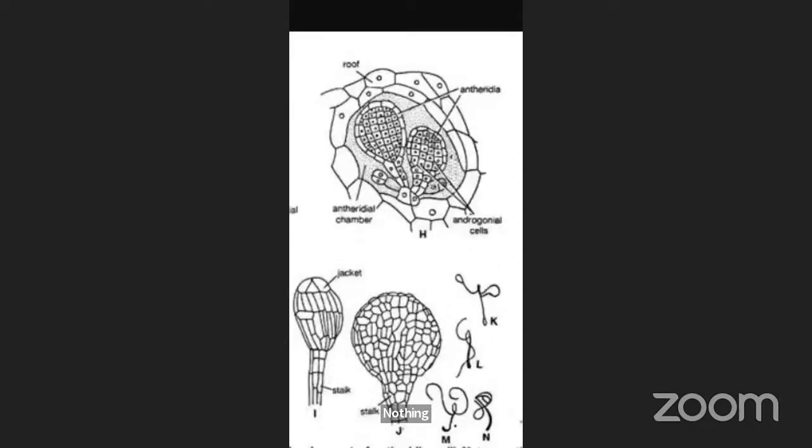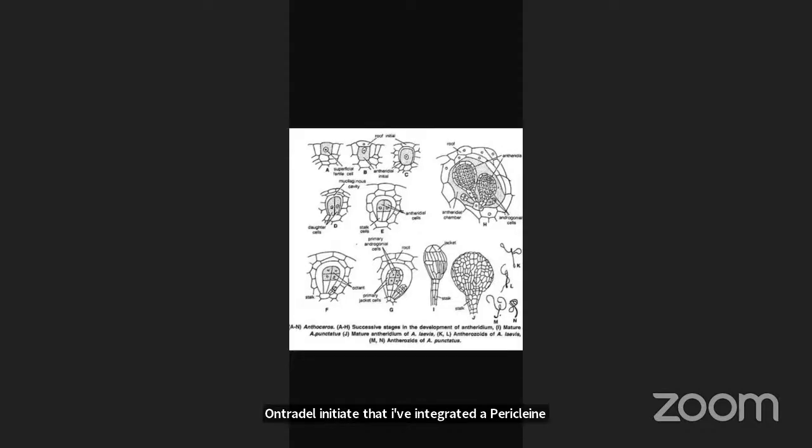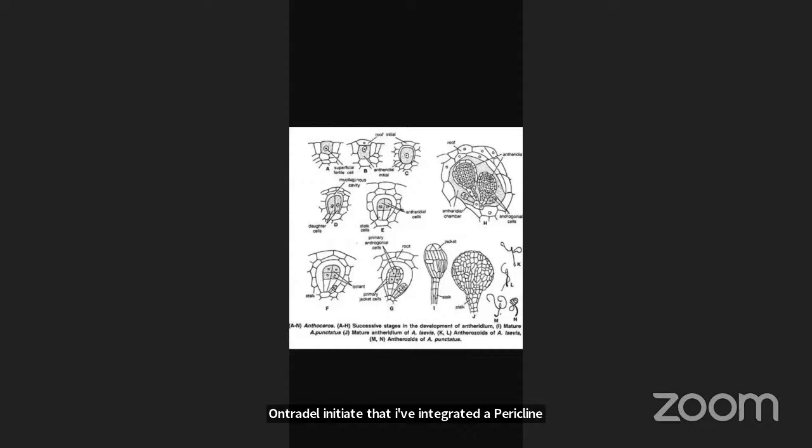The antheridial initials go through a number of divisions, forming roof cells and antheridial initials. These again divide periclinally and anticlinally to develop into the antheridia. And next is the archegonia.